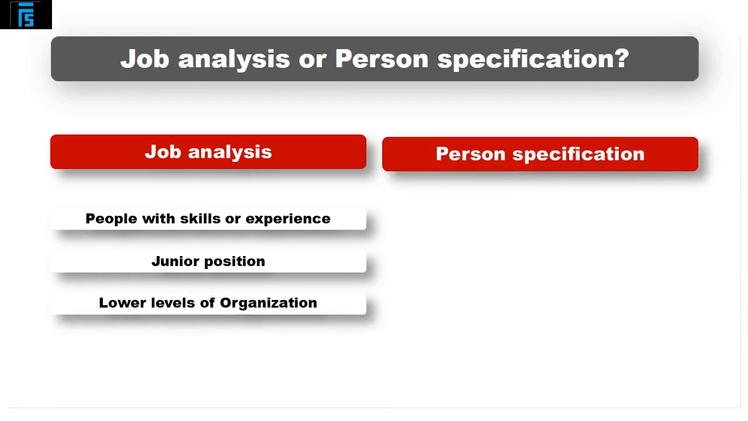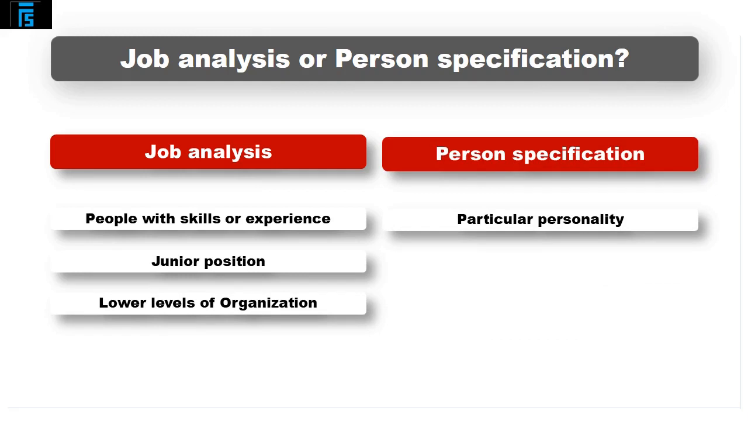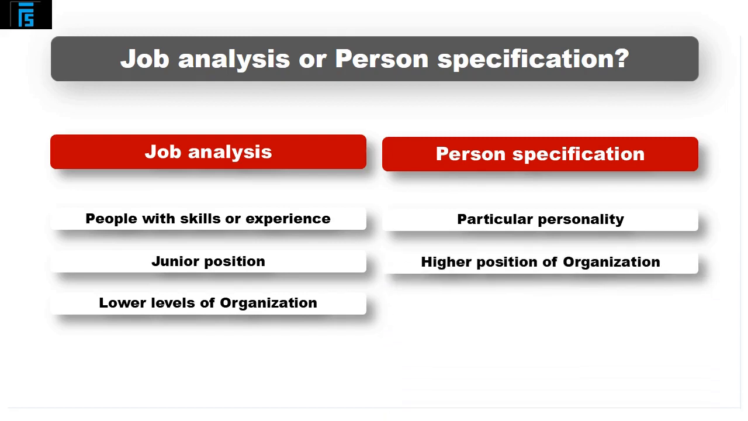Person specification means you look for somebody with a particular personality and worry about what they're going to do later on. You often get those at higher positions inside the organisation. It's very difficult to set out all the tasks, for example, that a finance director actually has to do, because some of the things they do will change. They will have to think about what's happening in the outside world and respond to it.